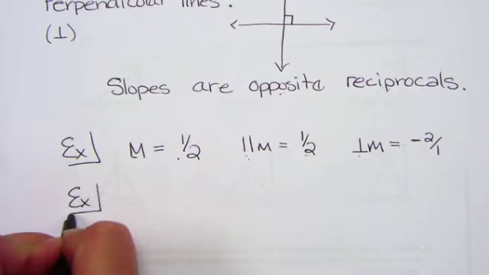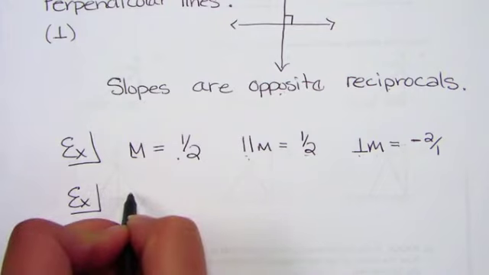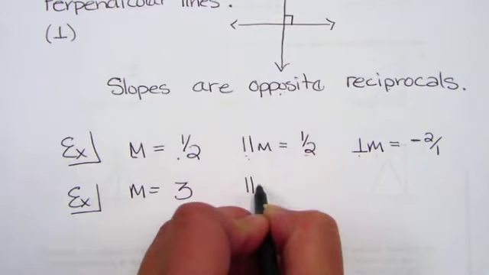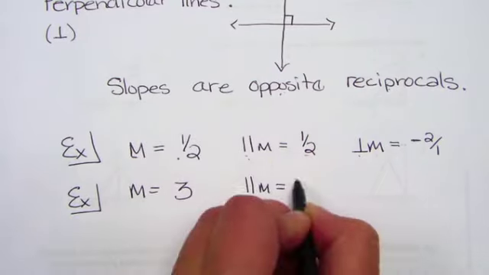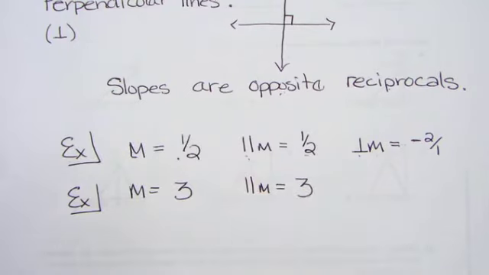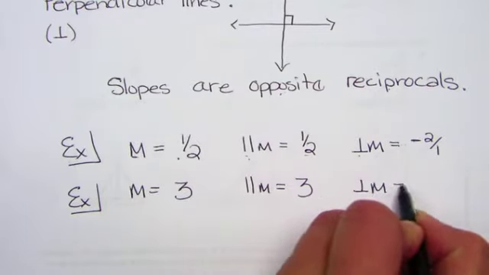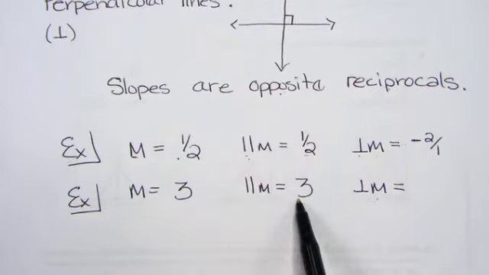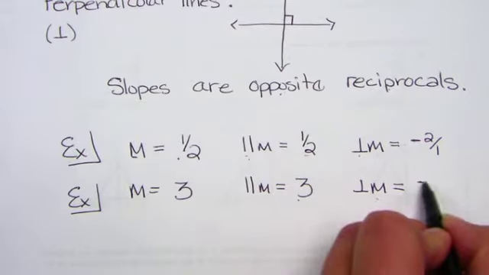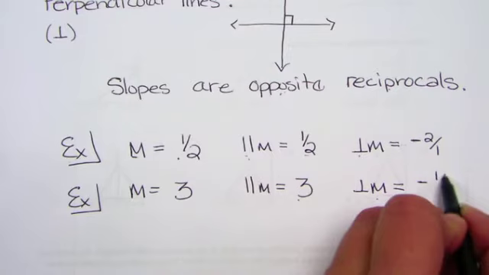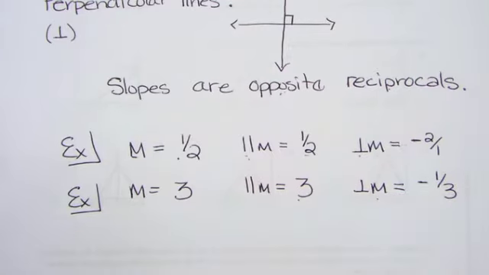Another example of this. Let's say that I have a slope of 3. Then a line parallel to that is going to have a slope of 3 because parallel lines have the same slope. The perpendicular line would have a slope that is opposite in sign, so negative, and the reciprocal. The reciprocal of 3 is 1/3.